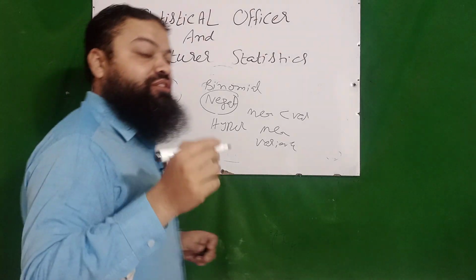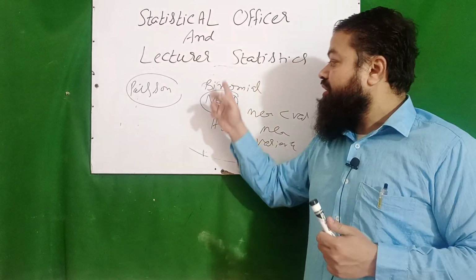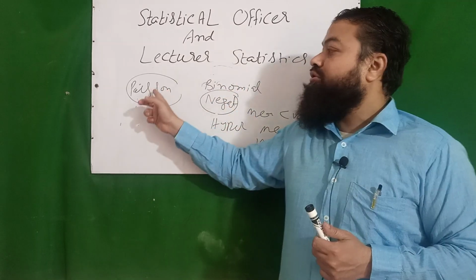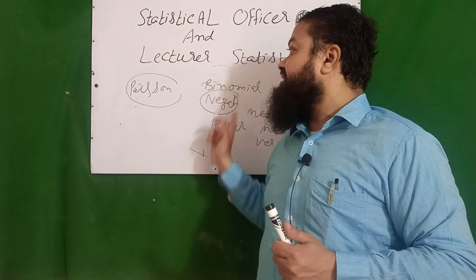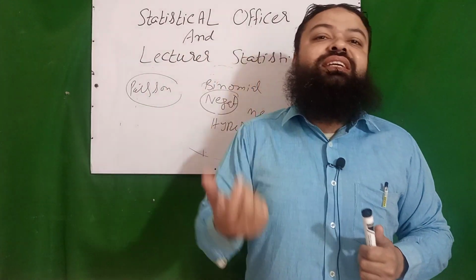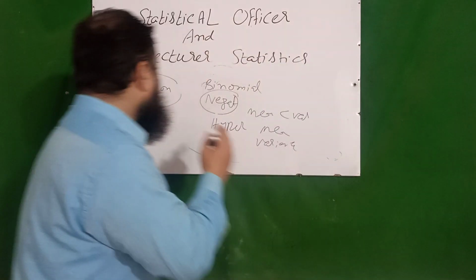And dear students, you will have to learn who introduced binomial: James Bernoulli. Who introduced hypergeometric? Who introduced the Poisson distribution? These are important questions. And when these distributions were introduced, what was the year? 19 something, 18 something, 17 something. These are also important questions.